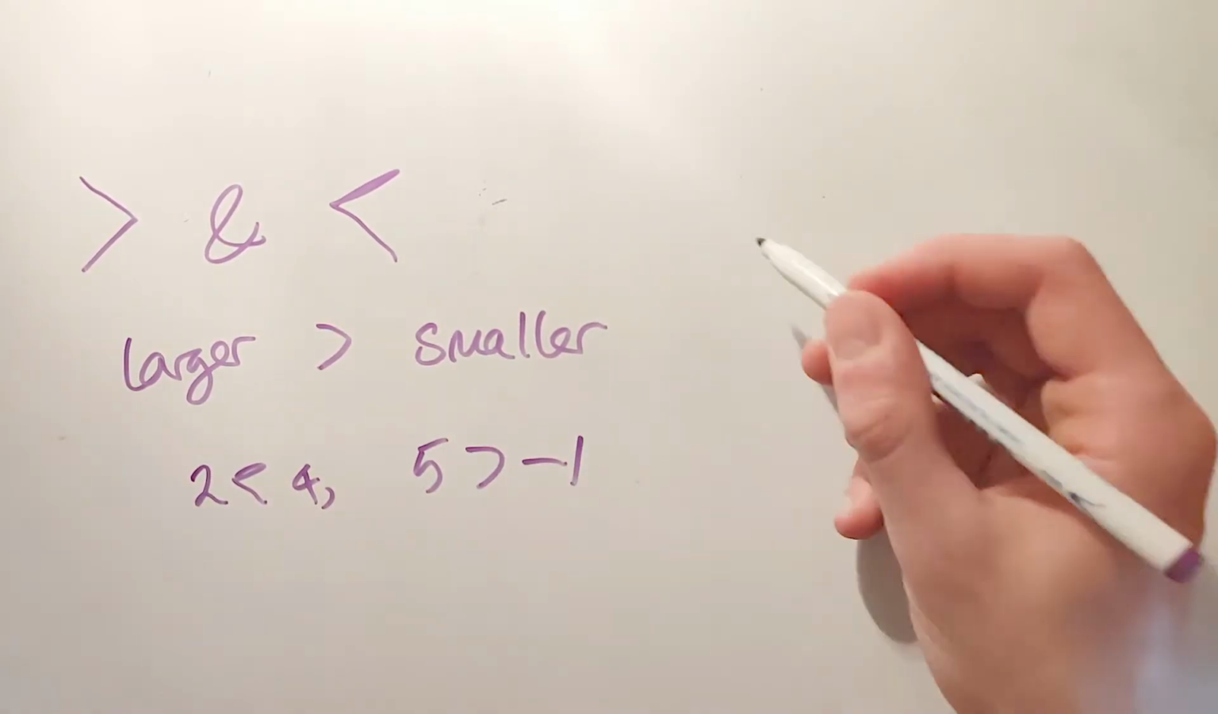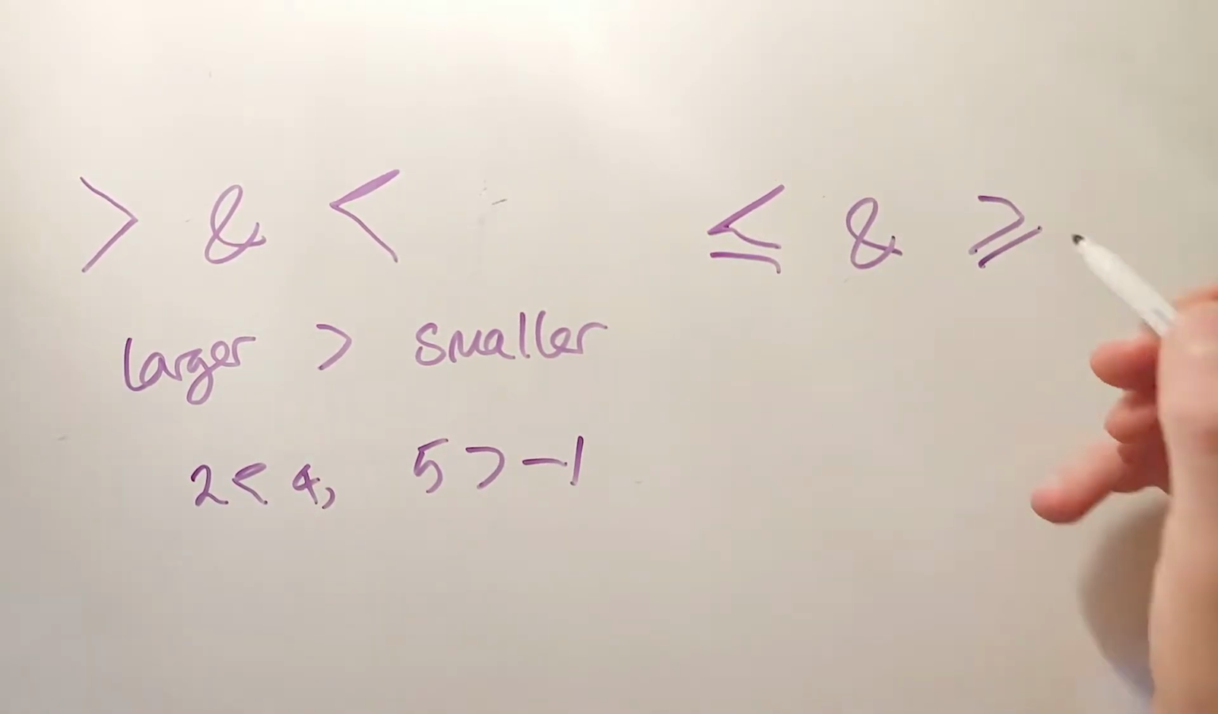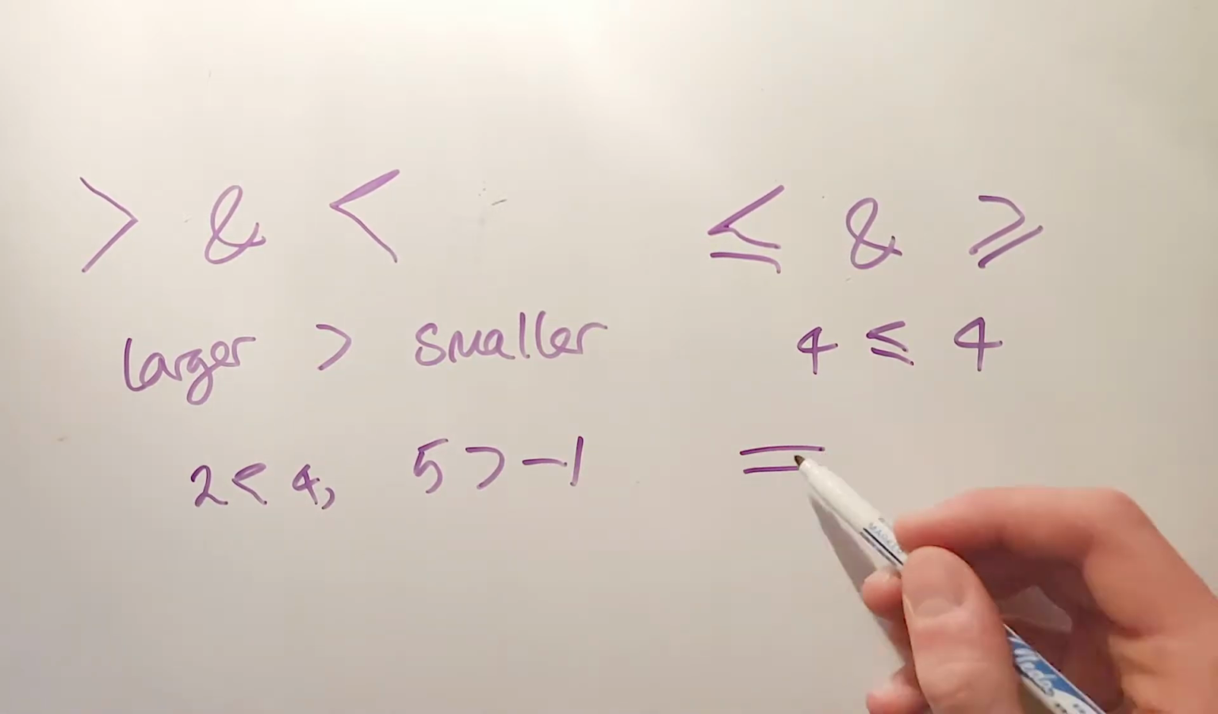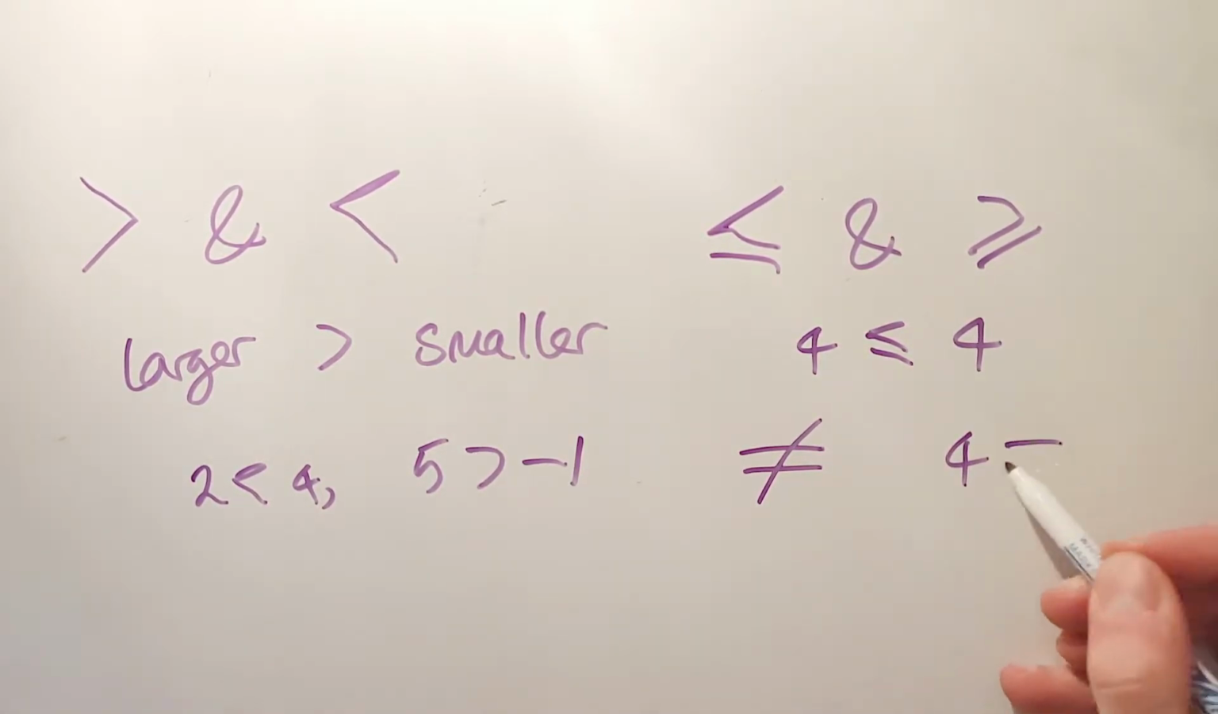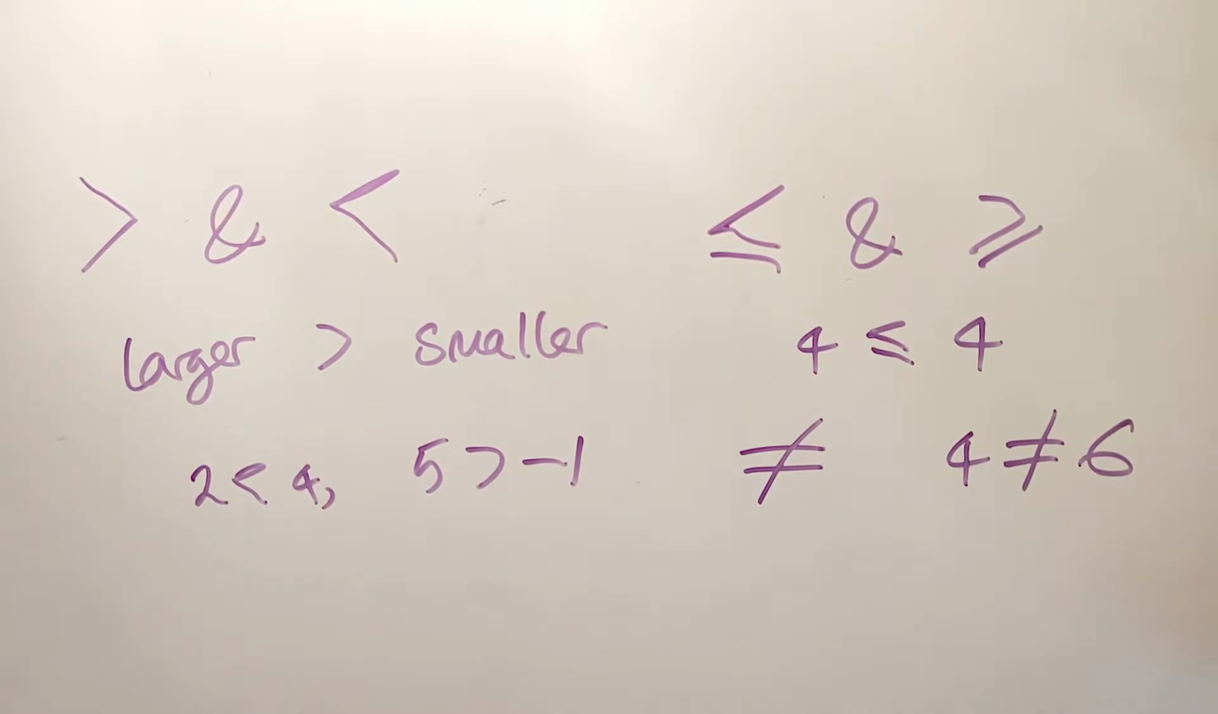We can use the inequality symbols to write down comparisons between numbers. The open side of the bracket points towards the larger number. Adding a line underneath the symbol means it is also true when the numbers are equal. Finally, this symbol means that the numbers on either side are not equal to each other.